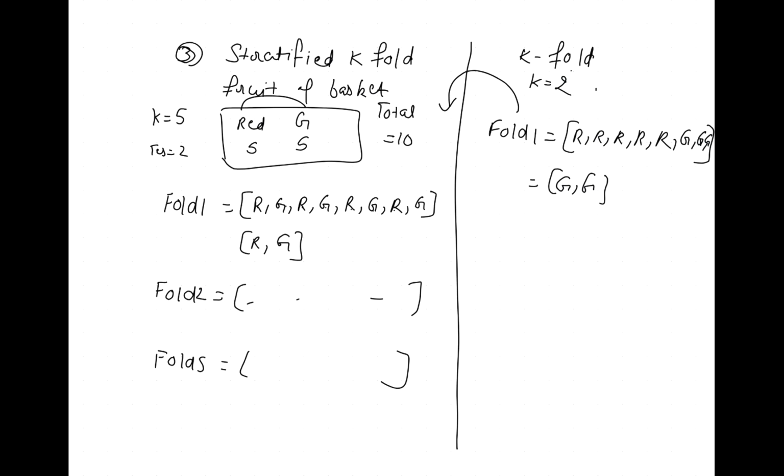Now we will move ahead to the fourth one, that is LOOCV. This is one of the validation methods, which is also good, but use it for small data sets only. Its full form is leave one out cross validation.